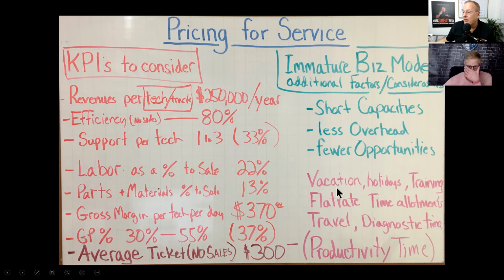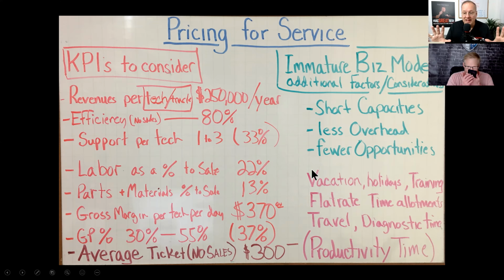And then this applies to pretty much everybody: downtime, vacation, holidays, training, flat rate time allotments. If you have a flat rate allotment of 1 hour to do a job, and your service tech is a little inexperienced and takes 2 hours, that's some inefficiency based on the technician's experience. But a lot of times what offsets that is that such technicians generally get paid less than the one that can get in there and do it within the allotted hour. Then there's travel time, diagnostic time, which is why we do a separate diagnostic fee, and productivity time in general.